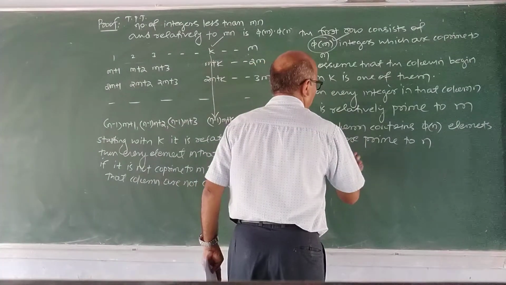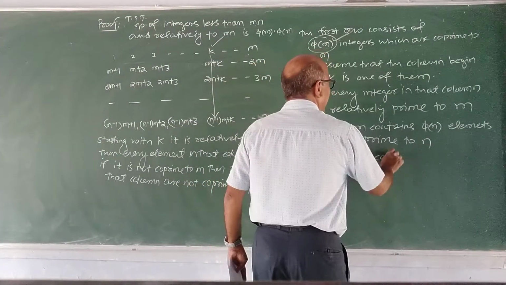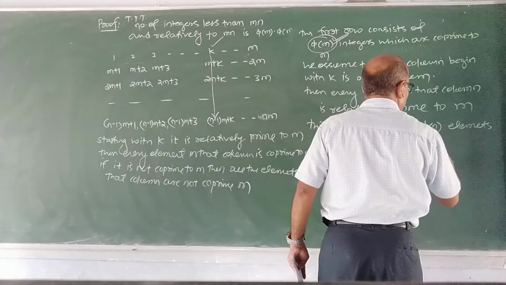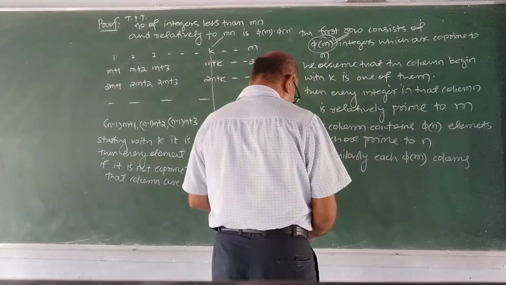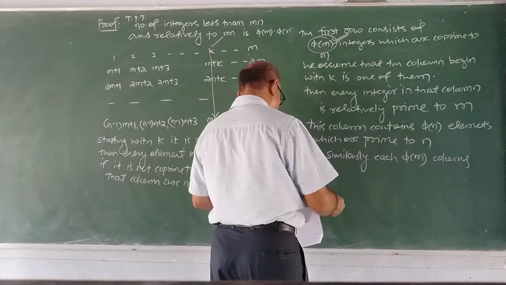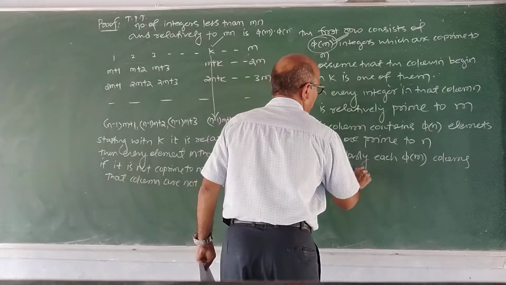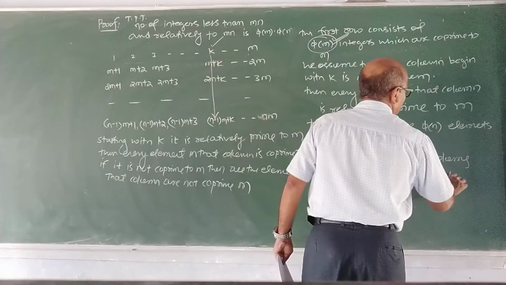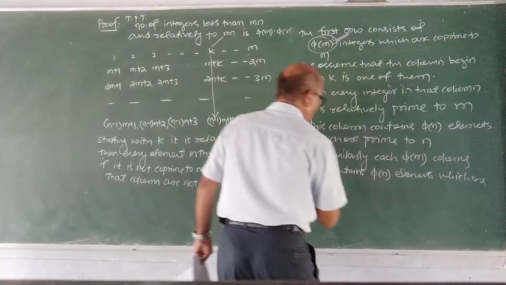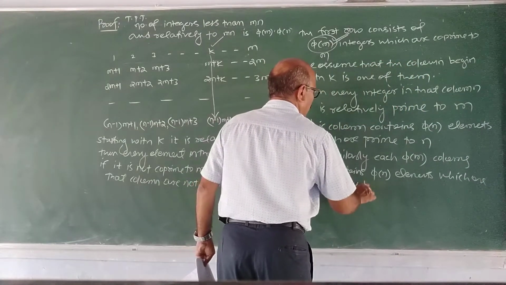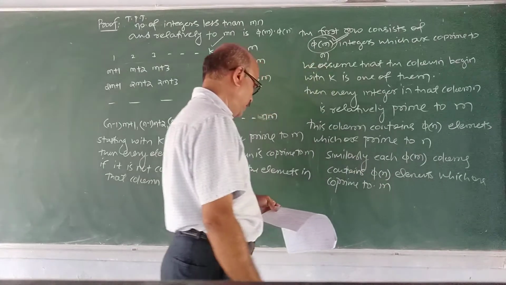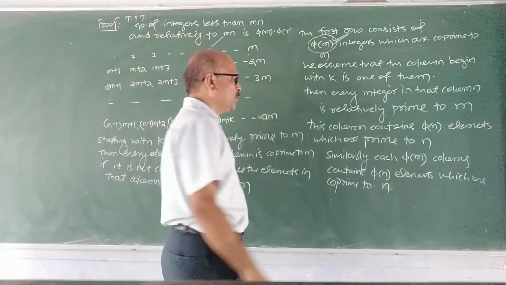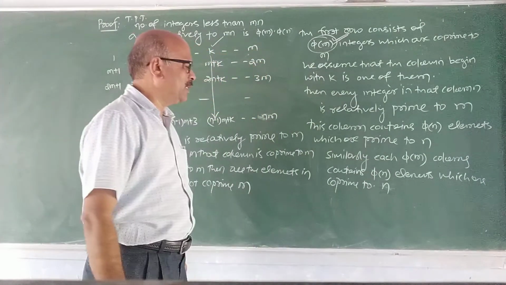Similarly, each pi m column, how many columns are there? Pi m columns. Pi m columns contain pi n elements which are co-prime to n. Each pi m column contains pi n elements which are co-prime to n.